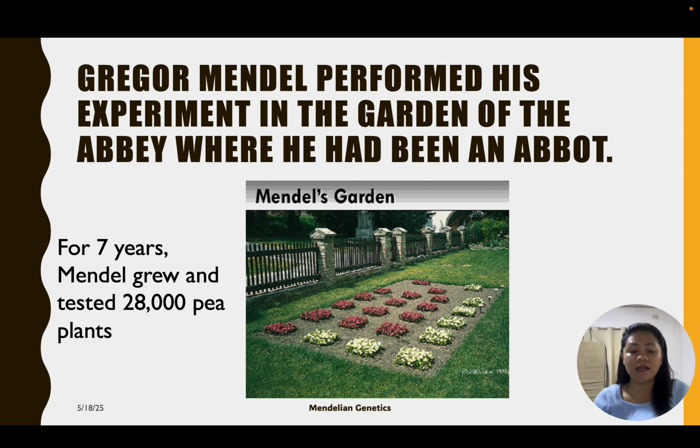So, of course, he did this experiment for 7 years. So, imagine yung sacrifice, yung effort. But, as what I have said kanina, different naman yung goal niya. But, of course, it came up to this conclusion, and it is still used until today. So he grew and tested 28,000 pea plants in the space on the abbey, wherein siya yung monk doon. Okay?